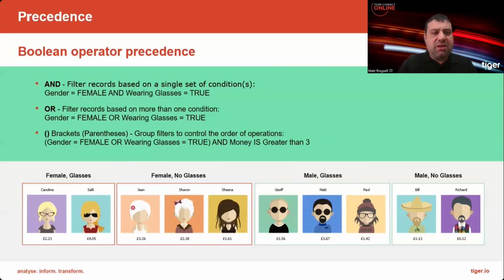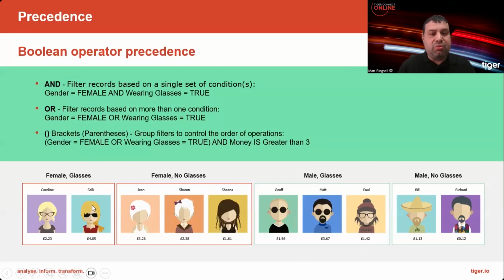Now you can also add brackets into your filtering, or parentheses, whichever way you want to call them, which will allow you to do the same. So we could say we want it where their gender is female or they're wearing glasses. So again, it's going to give us 8. But because we're going to add an extra one on and say "and money is greater than 3", it's only then going to return 1. So Matt, Jean, and Sally.